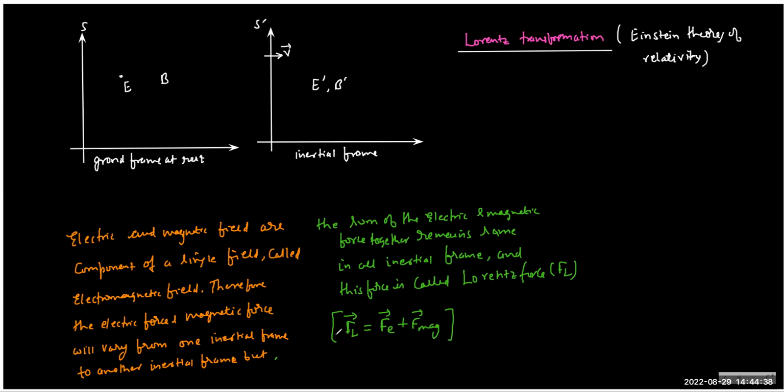So they are free to change independently, each value, but the summation cannot change. The sum of the electric force and the magnetic force is always going to be the same. And because it is always going to be the same, it means the Lorentz force is a constant quantity, and this quantity is free from the nature of the inertial frame.